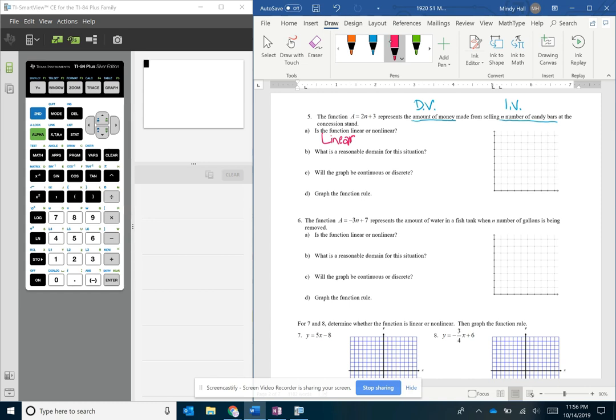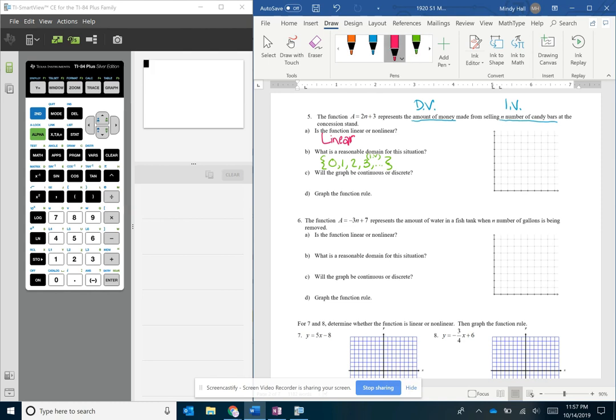So we want to know what a reasonable domain would be for this situation. Remember, domain relates to your independent variable or what you can plug in for x. So because we're thinking about the number of candy bars that we can sell at the concession stand, I know that I can't sell negative candy bars because that doesn't make any sense, but I could sell 0 candy bars. But then I can't sell like a half a candy bar, so my domain is actually going to be discrete, and I'm going to have to only use whole numbers. So to show that this just continues on, you just put kind of like a dot, dot, dot.